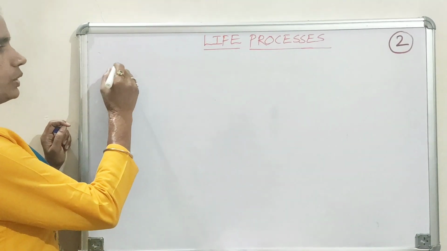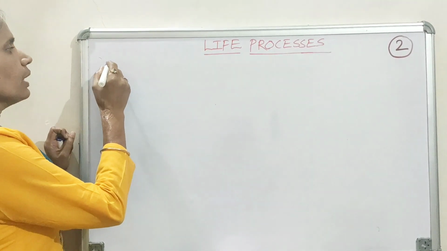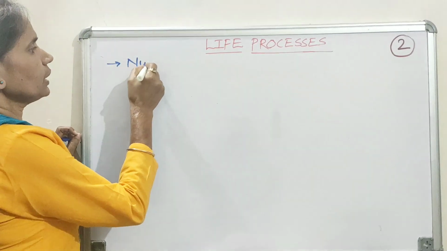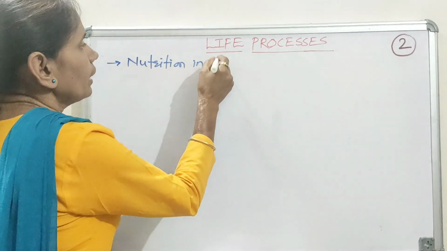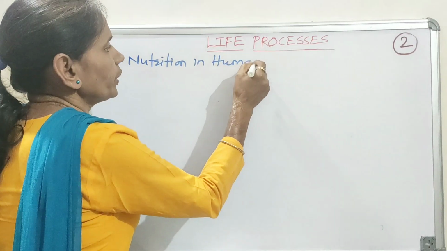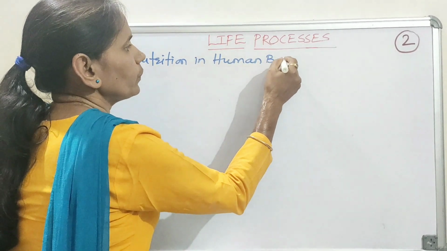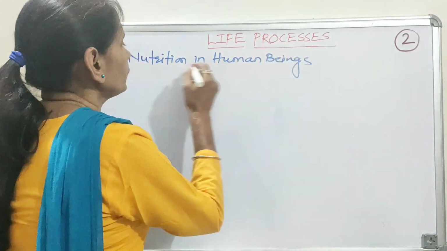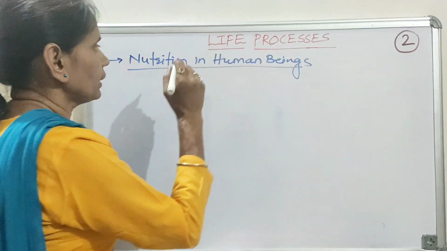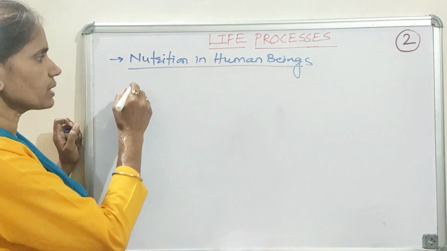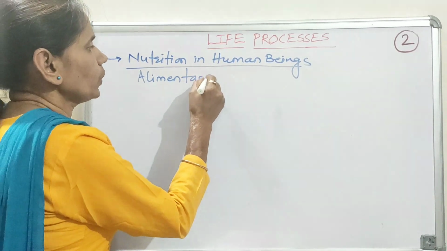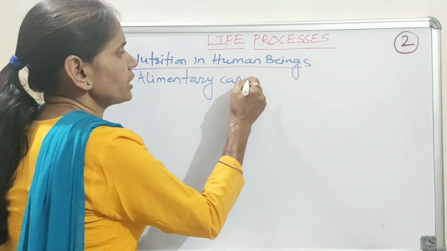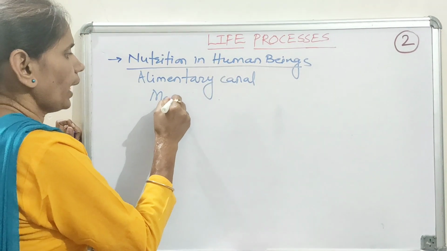Now after the unicellular organisms, we come to nutrition in human beings. This is one of the important points from your syllabus point of view, and you have to go through the details of this point. Now in case of human beings, the alimentary canal is a long tube that extends from mouth to anus.